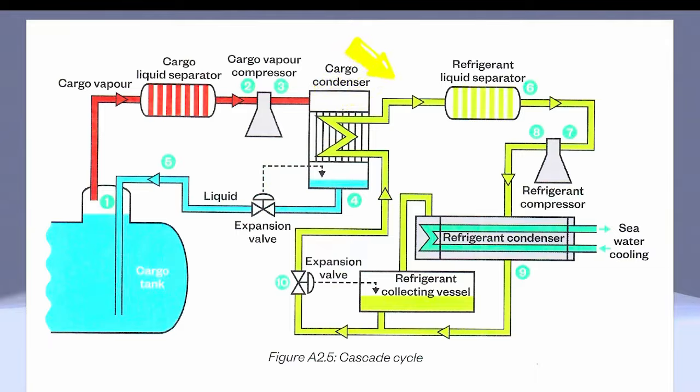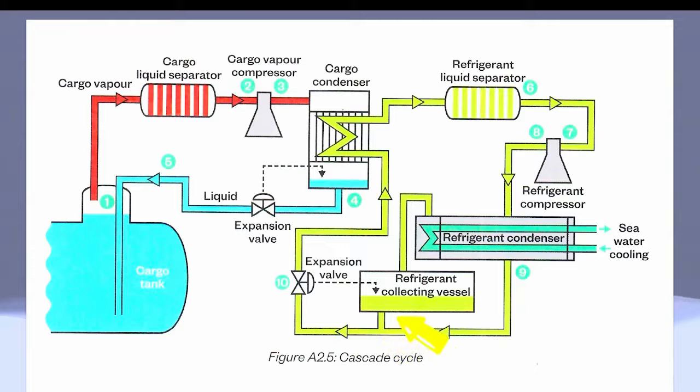This vapor then enters the refrigerant liquid separator, where any remaining droplets of liquid are effectively separated out. Next, it moves into the refrigerant compressor. Inside the compressor, the refrigerant is compressed, causing both the pressure and the temperature to rise once again. After that, the hot gas is directed into the refrigerant condenser, which is cooled by the circulating seawater. At this stage, the refrigerant undergoes a process of condensation. It reverts back into its liquid state once again.